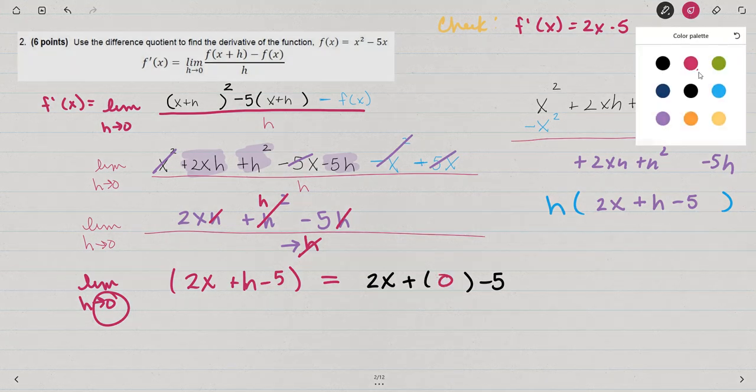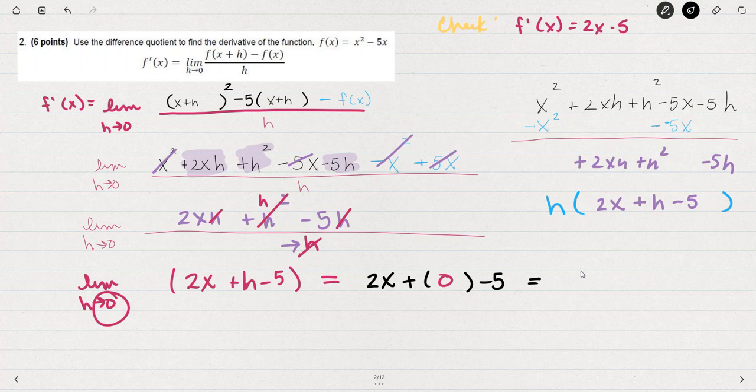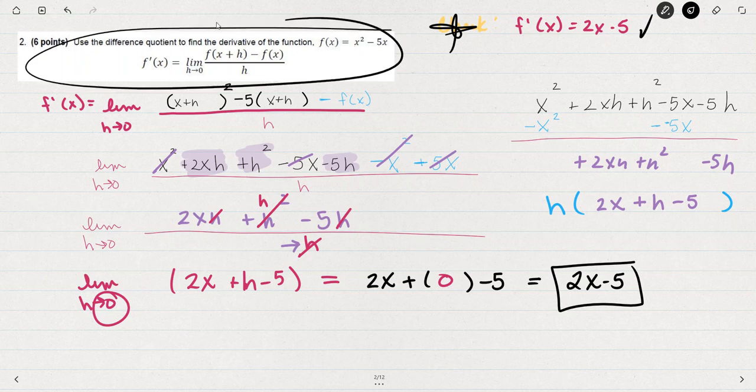So that leaves me with 2x minus 5, which is what I expected by doing the derivative without the formula. I mean, with the formula, without the definition. But I want to highlight that doing this check, although it's a good idea, to get the answer and to get the full credit, you do need to follow the directions which were to use the definition.